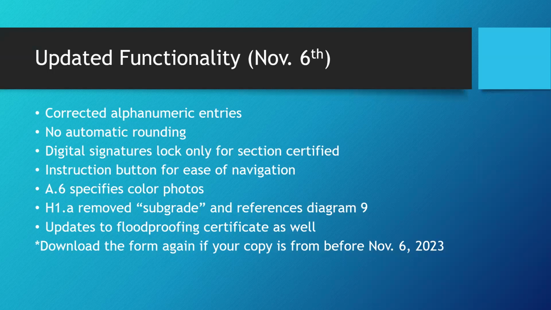A6 specifies color photos. Yeah, I would have hoped that people were using color photos. H1A removed the word subgrade, and now it just references diagram 9. And then there were some updates to the functionality of the floodproofing certificate as well, and that was also on that bulletin. So if you downloaded the form before November 6th, because you have to save it to your device, go back and re-download the updated, corrected version of the form, to make sure that you have that more functional copy.